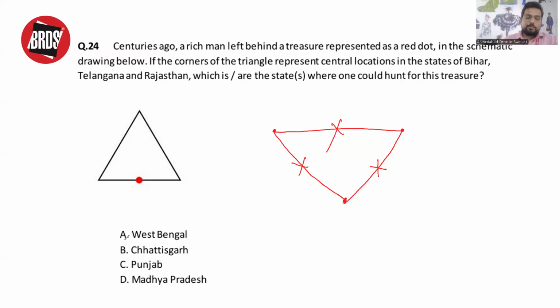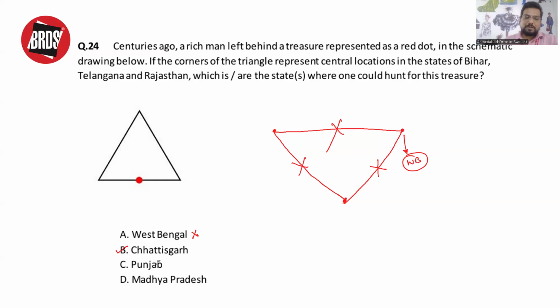Okay, if we talk about option A, West Bengal, which is below Bihar: West Bengal is here, which is definitely not going to lie on that line, so it is not an answer. Chhattisgarh, if we talk about that one: below Bihar there is Jharkhand, and towards the west of Jharkhand there is Chhattisgarh. So there is a possibility of getting Chhattisgarh as an answer.